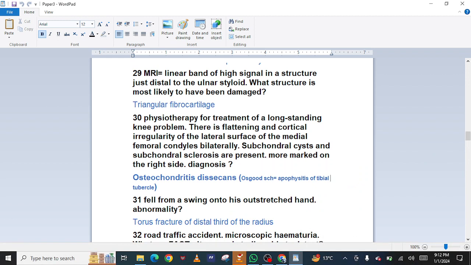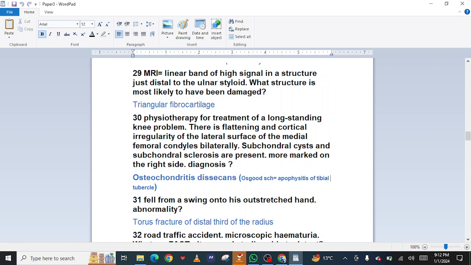30. Physiotherapy for treatment of a long-standing knee problem. There is flattening and cortical irregularity of the lateral surface of the medial femoral condyles. Bilaterally subchondral cysts and subchondral sclerosis are present, more marked on the right side. Diagnosis: osteochondritis dissecans.